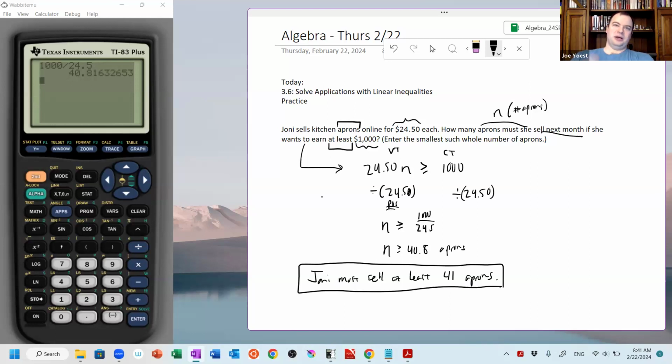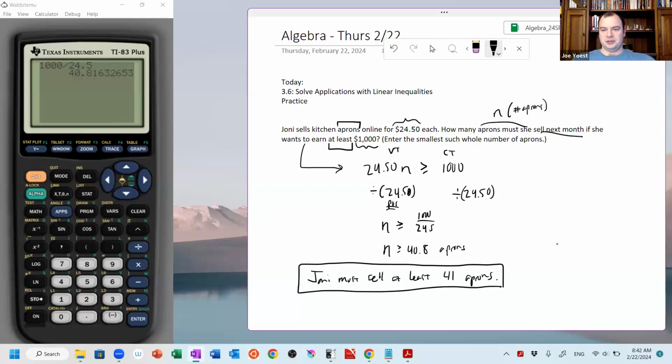So in this case, we round up because n has to be bigger than or equal to 40.8. We can't sell 0.8 of an apron. At least I don't think we can. I don't think we can cut the straps off and charge somebody 80% of the value. So we round up to the next whole number, 41 aprons.